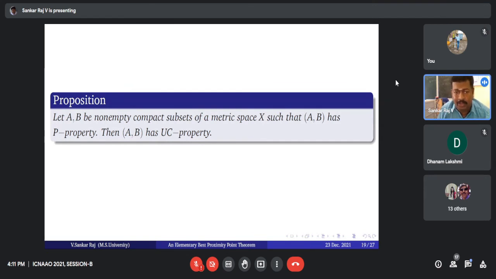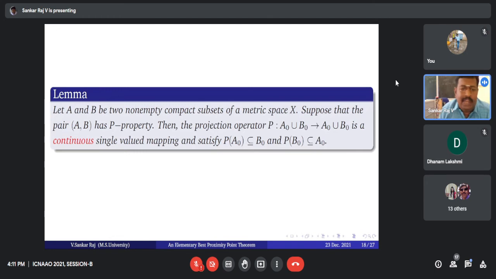Okay, I already told you that P property and UC properties are completely different. We can find examples of having P property but not UC property, and having UC property but not P property. But if the domain is a compact set and it has a P property, then it must have a UC property. This is one of the interesting geometric proofs we have proved. And now we are taking another lemma. That metric projection operator, which we have defined earlier, is going to be a continuous map.